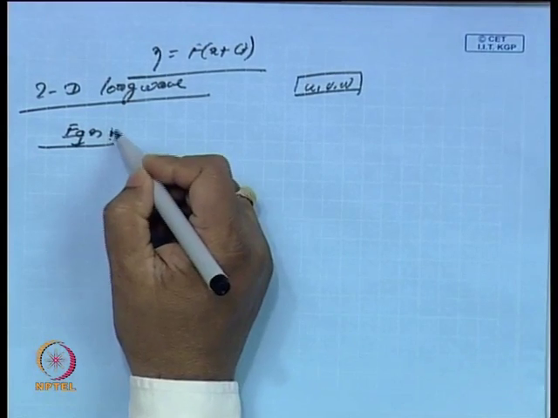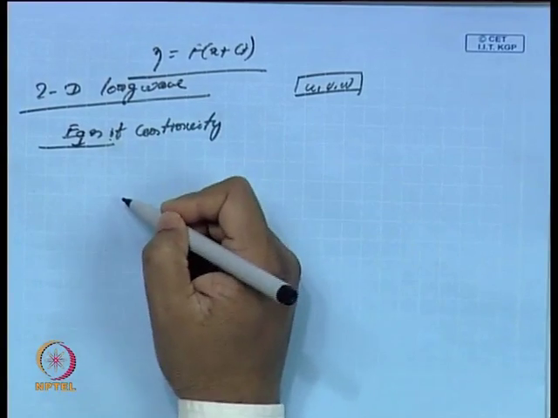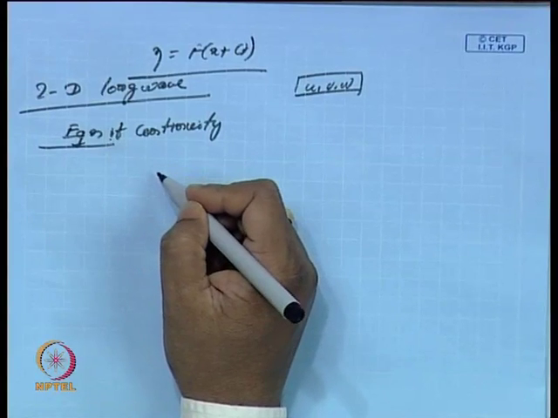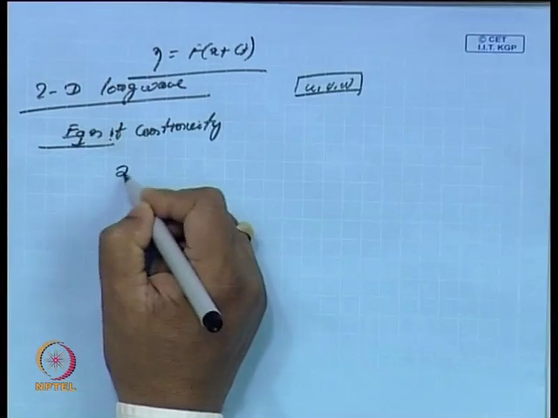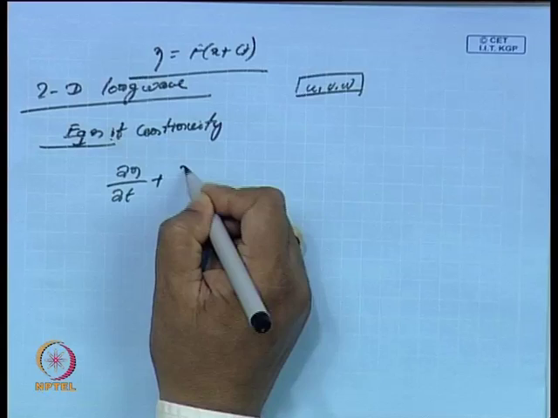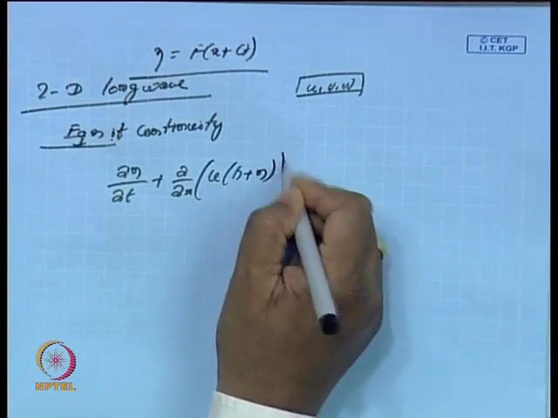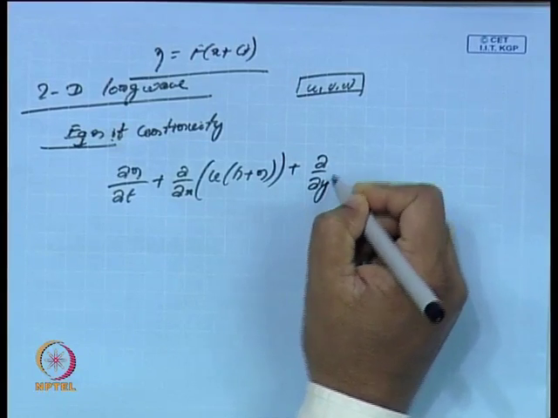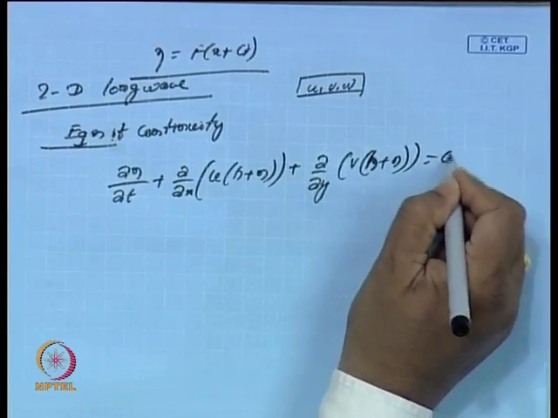So, the equation of continuity, under the assumption of the linearized long wave, will give us del eta by del t plus del by del x of u into h plus eta, plus del by del y of v into h plus eta, and that is 0.